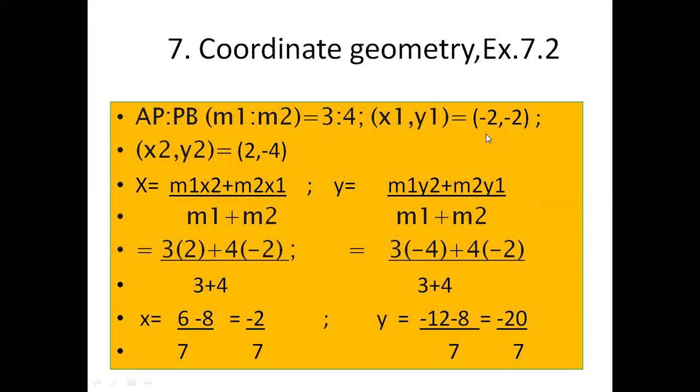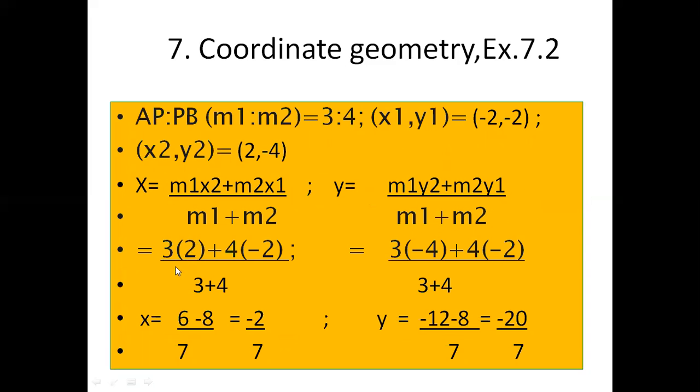X1 Y1 is given as minus 2 comma minus 2. X2 Y2 we will assume as 2 comma minus 4. Then what is the section formula? X is equal to M1 X2 plus M2 X1 by M1 plus M2. Y is equal to M1 Y2 plus M2 Y1 by M1 plus M2.